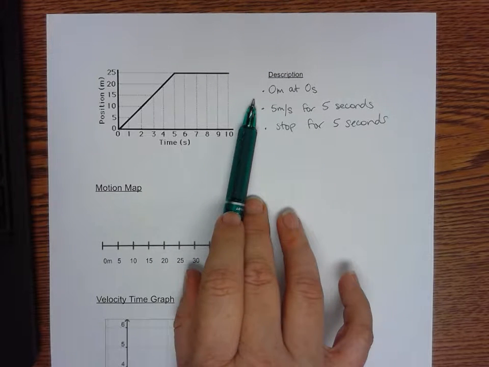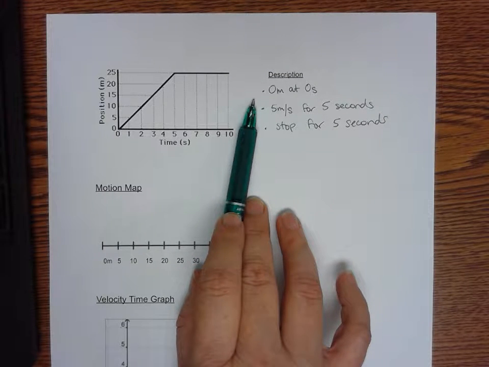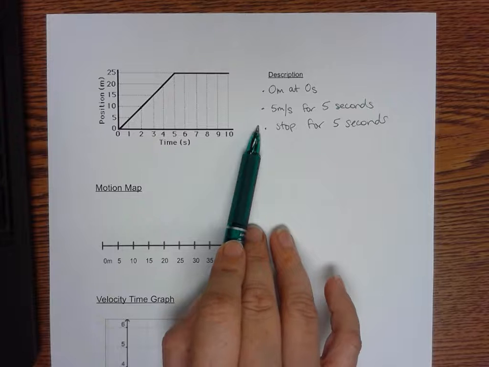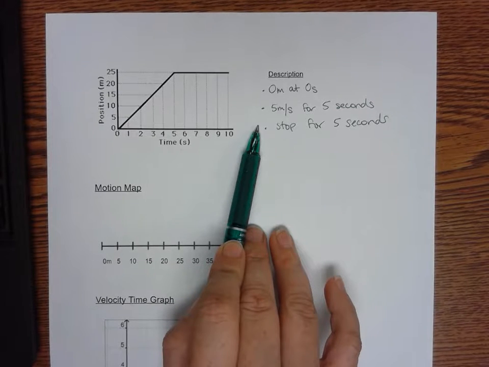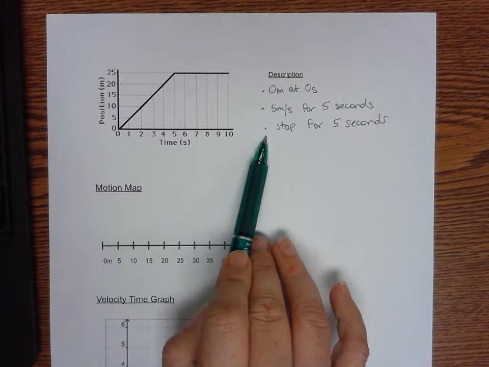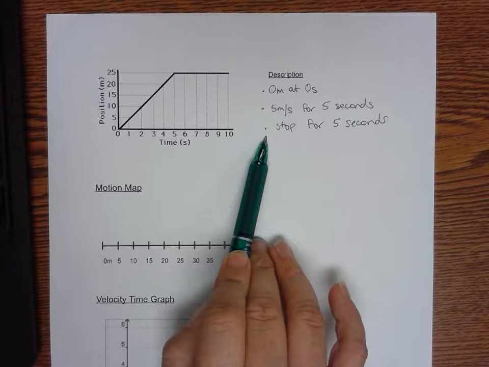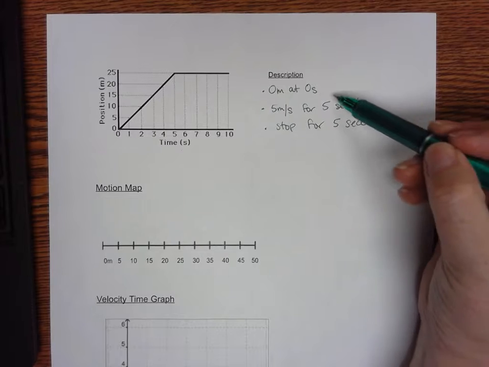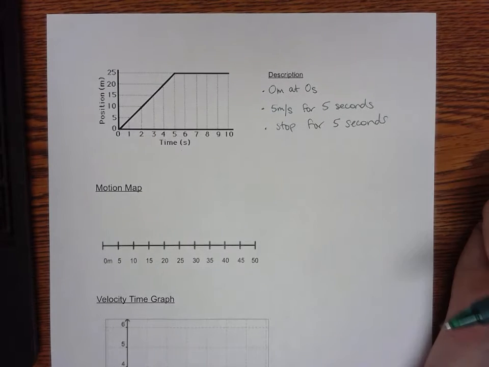First of all, the object starts at 0 meters at 0 seconds. Next, the motion of the graph from 0 seconds to 5 seconds changes 5 meters for every second. Finally, it stops for 5 seconds. This covers the full time of my motion of 10 seconds.